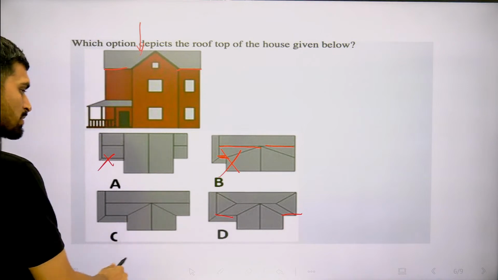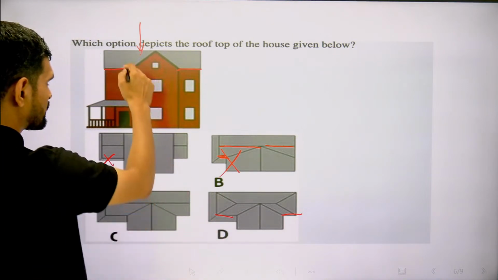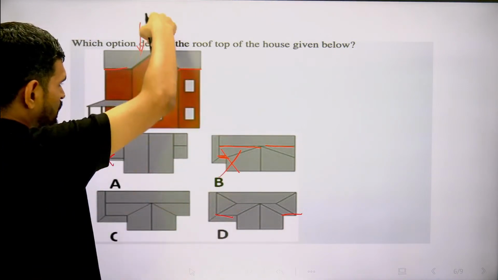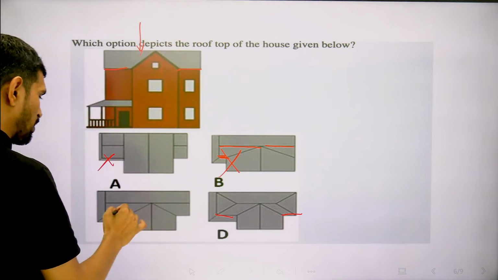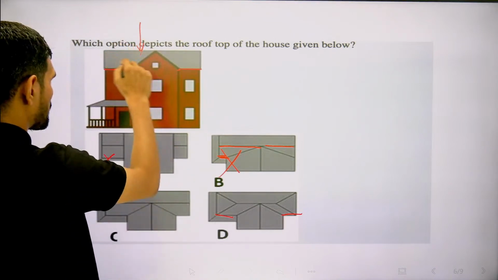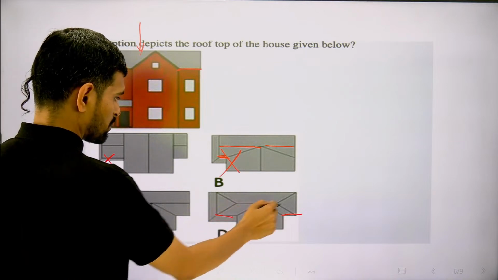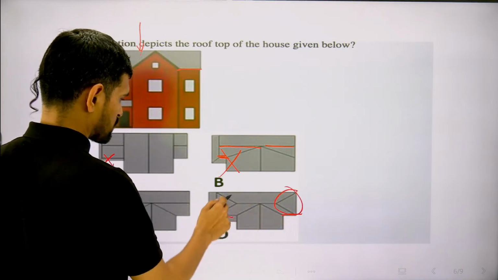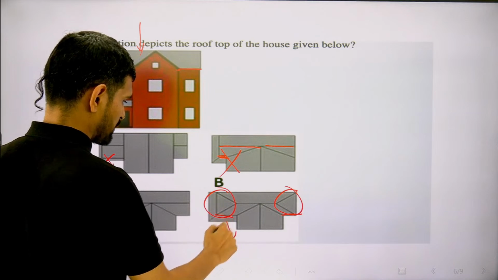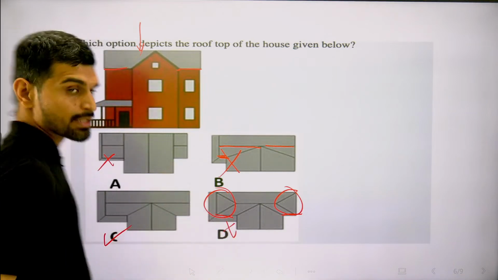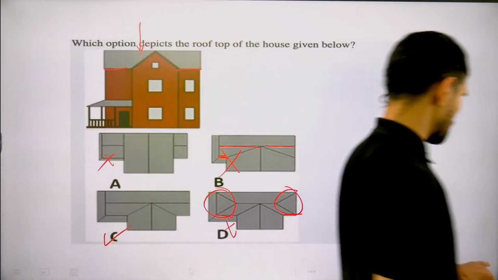Now we are left with C and D. If we look at this figure closely, from the top, because of these shapes, we can eliminate option D as well. So answer to this will be option C.